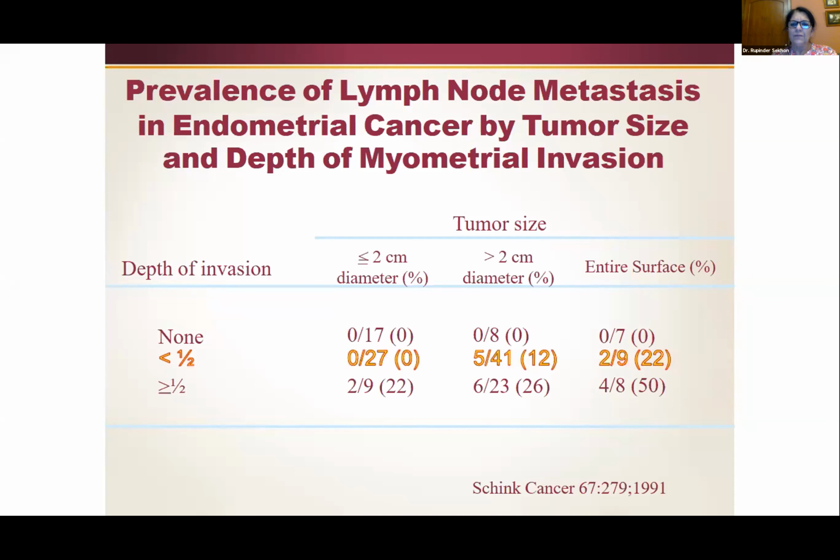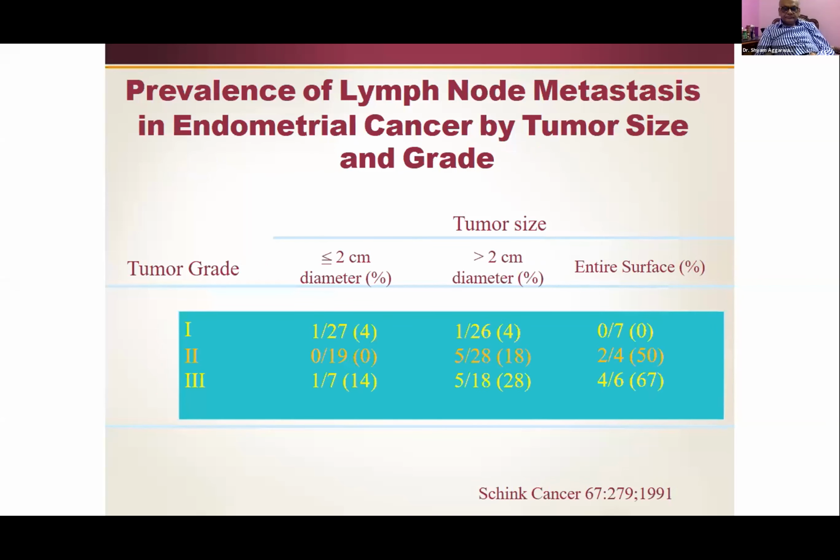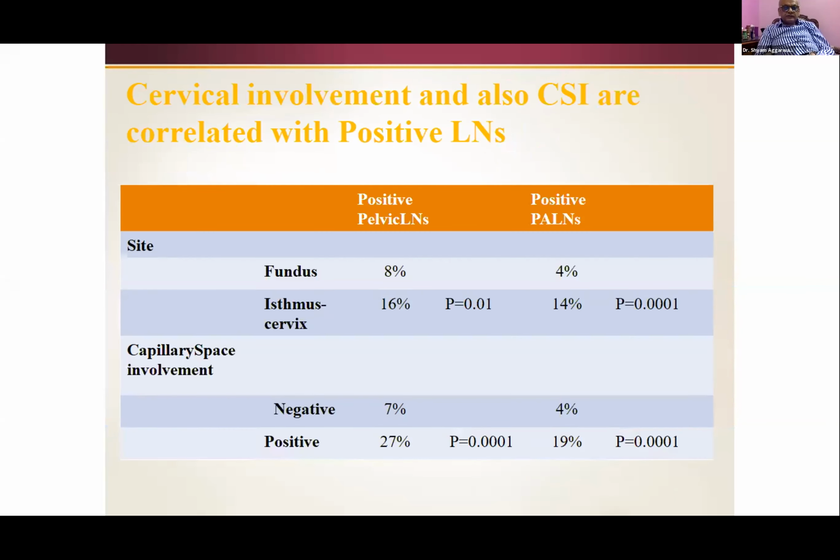Because you can see over here, there is the depth of invasion, when the whole of the surface area of the endometrium is involved, and then when the tumor size is less than 2 centimeters, and so on and so forth. Right. So these studies are there, but as Dr. Kannan said, there is perhaps... can we go to the next slide? I think we can go to the next slide, please. So this point was made, the role of the capillary space involvement, the isthmus and the cervix involvement, which are critical again for the positive nodes, whether it is involved or not.